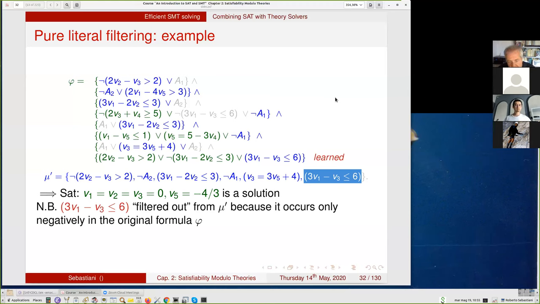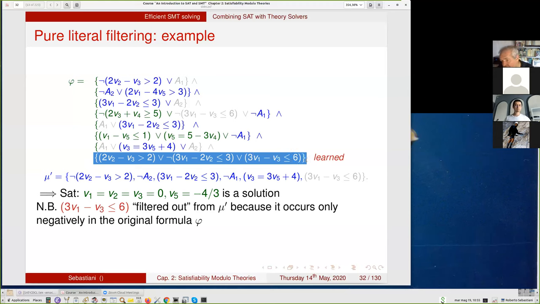Notice that when you do early pure literal filtering, you should not consider learned clauses. Learned clauses are just consequences of the original formula, so they are just something which is entailed by the original formula. So they don't contribute logically to reduce or enlarge the number of models of the formula, which means they should not be considered.